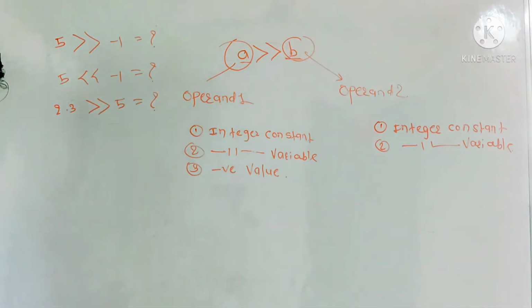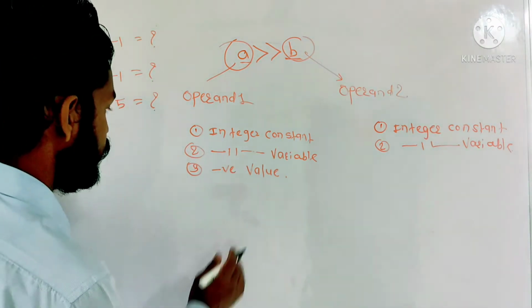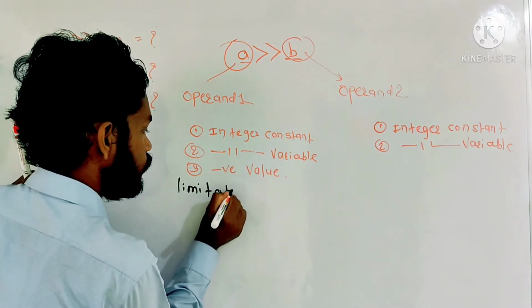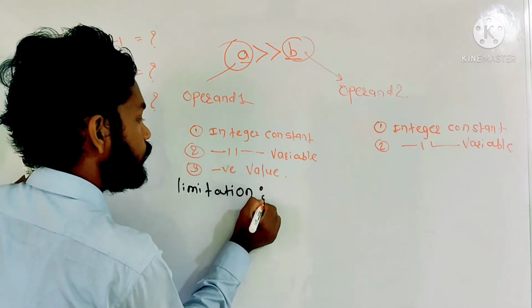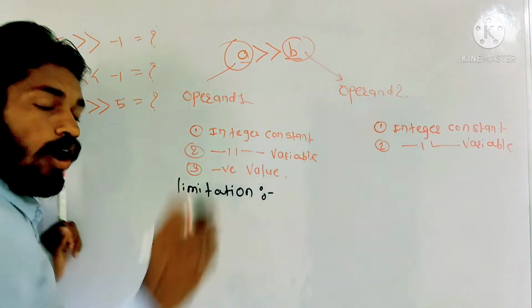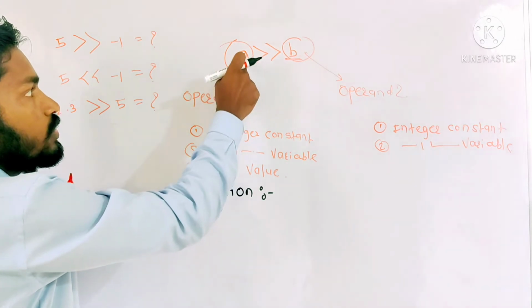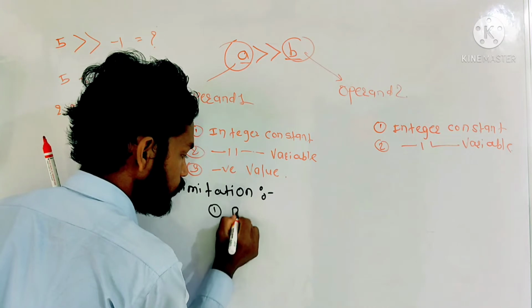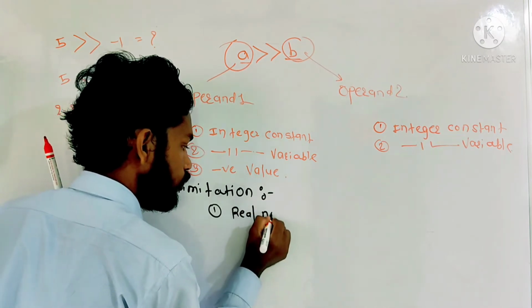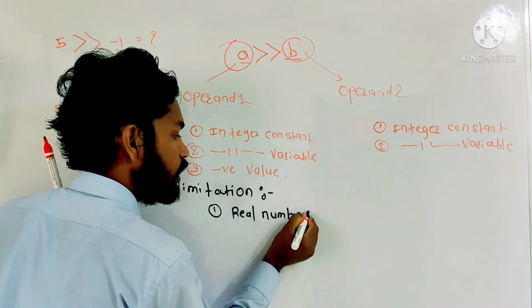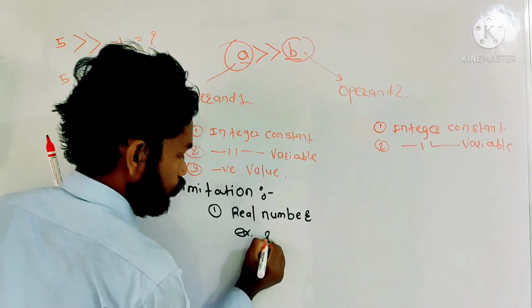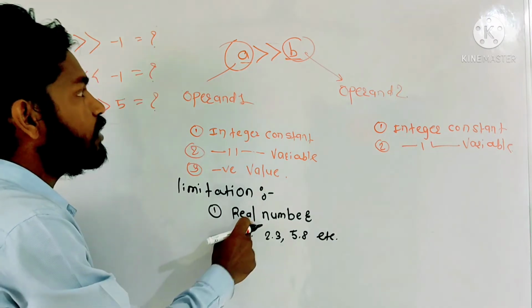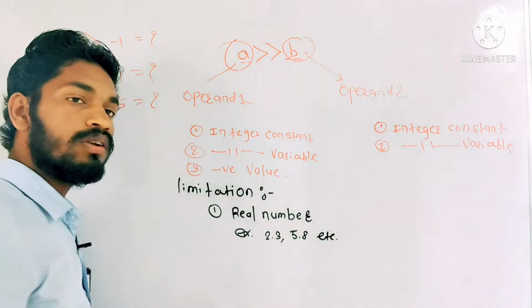Now we will discuss limitations for operand 1. What are the things we should not use here? Operand 1 should not be a real number, for example 2.3, 5.8, etc. If I use a real number as operand 1, what will happen? All those things we will discuss.